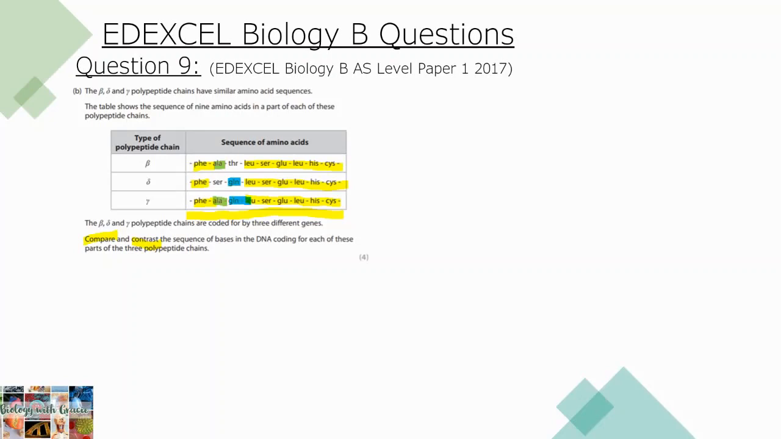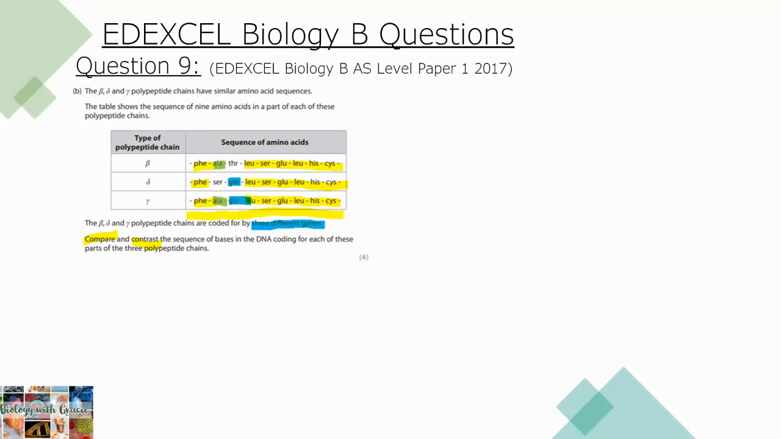As for our differences, because they're being coded for by 3 different genes, as it says here. Let's get a different colour, a light colour. Let's go for blue again. So we've got 3 different genes here. So that means that there could be a different code for the same amino acid. So we know that for a single amino acid there is more than one codon. The genetic code is degenerate. So the sequence of bases in the code for the same amino acid might be different.